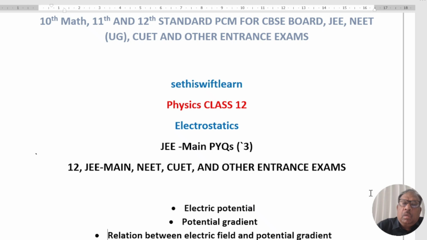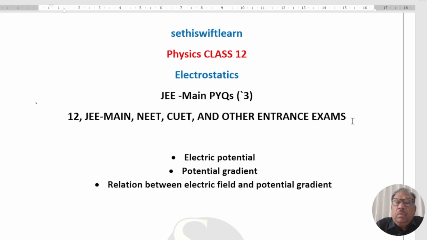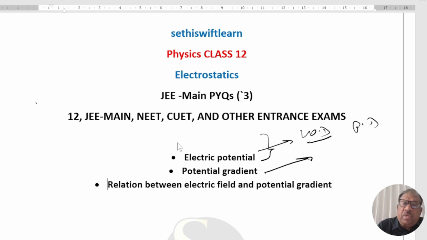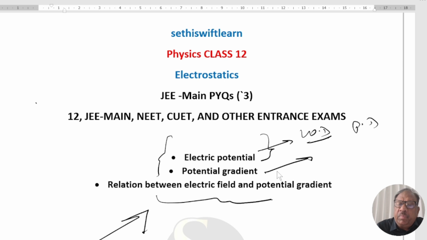Next question. In this session, we are discussing electric potential, work done, potential difference, and potential gradient. Up to this, if you have any doubt, you can comment. Further, we are going to discuss the relation between electric field and potential gradient and their application. Illustrations are being taken from JEE Main 2026.